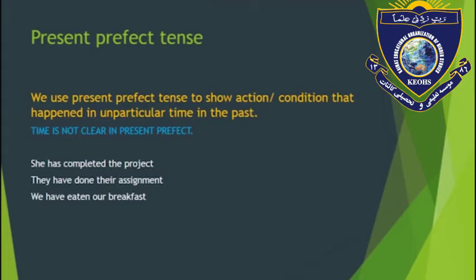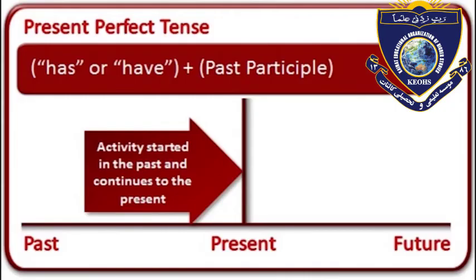They have done their assignment. It means their assignment is completed right now. The action happened in the past, the action completed in the past, but the time is not clear for us. We have eaten our breakfast. It means that we have eaten our breakfast, but in the past, the action of eating has been completed in the past, but the time is not clear for us.